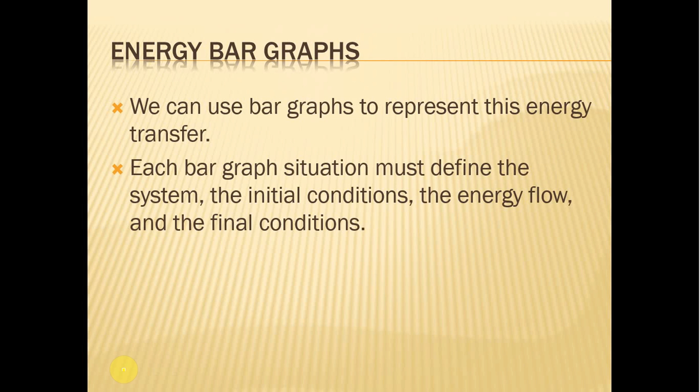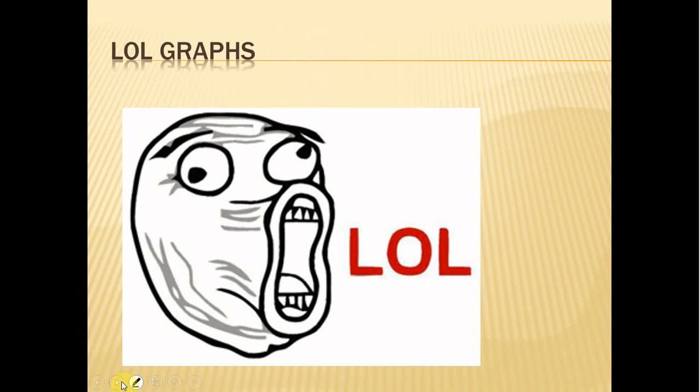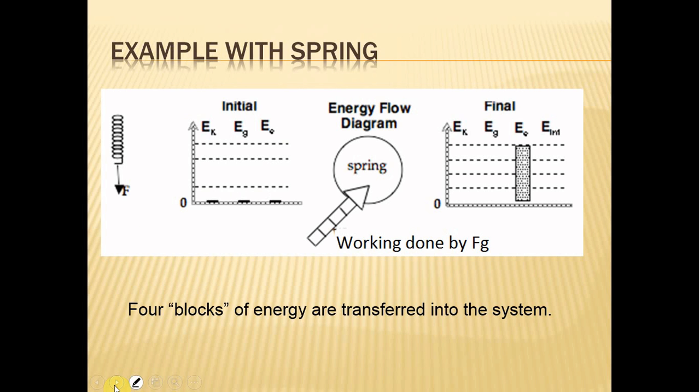Now we can use bar graphs to represent our energy transfer. In each bar graph situation you must define the system, its initial conditions, the energy flow, and then the final condition. So we're just going to track energy. That's all these are doing, and again, it'll help us in the long run. I affectionately refer to these as LOL graphs, or laugh out loud graphs. You'll see these in just a moment, because you can see the L, here's the O and the L, and that's why I'm calling them LOL graphs.